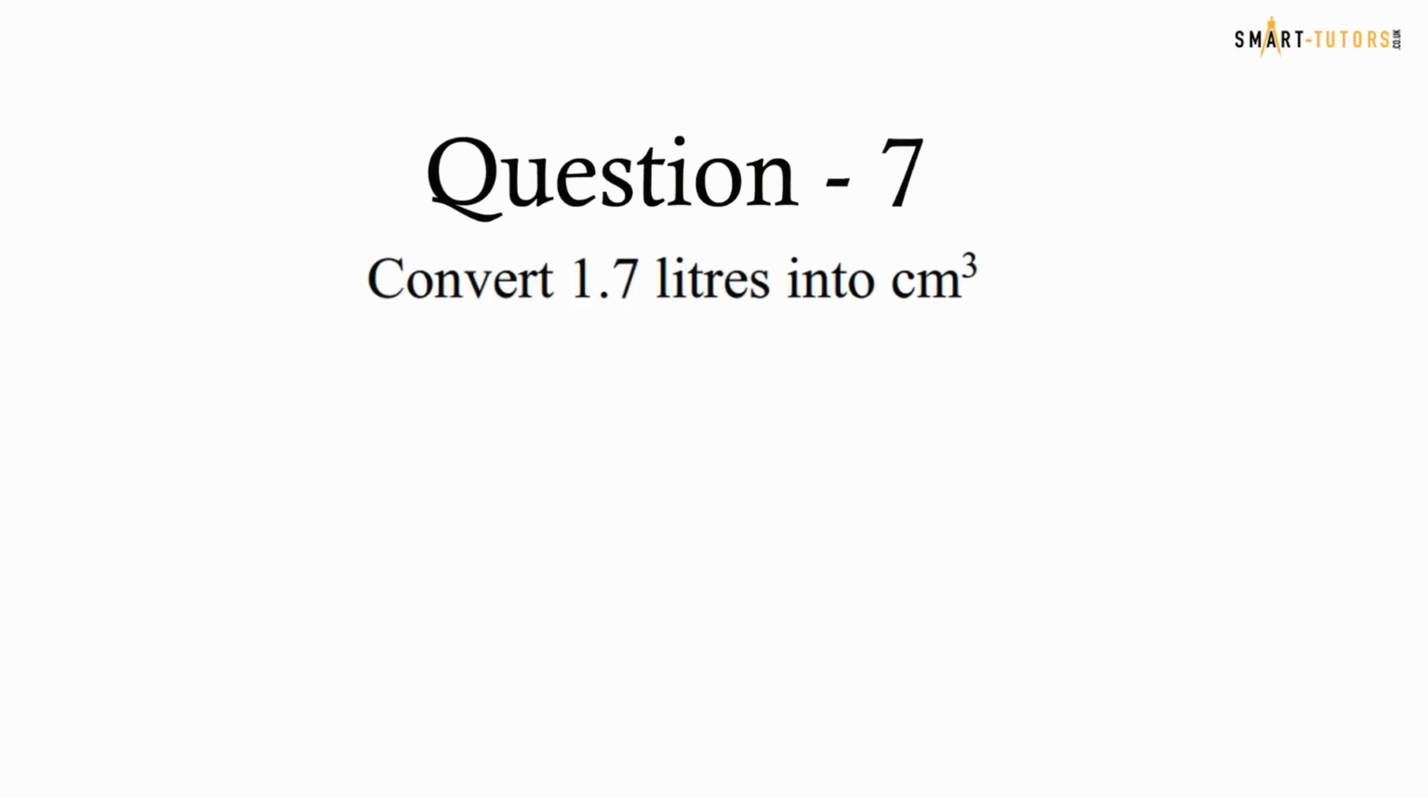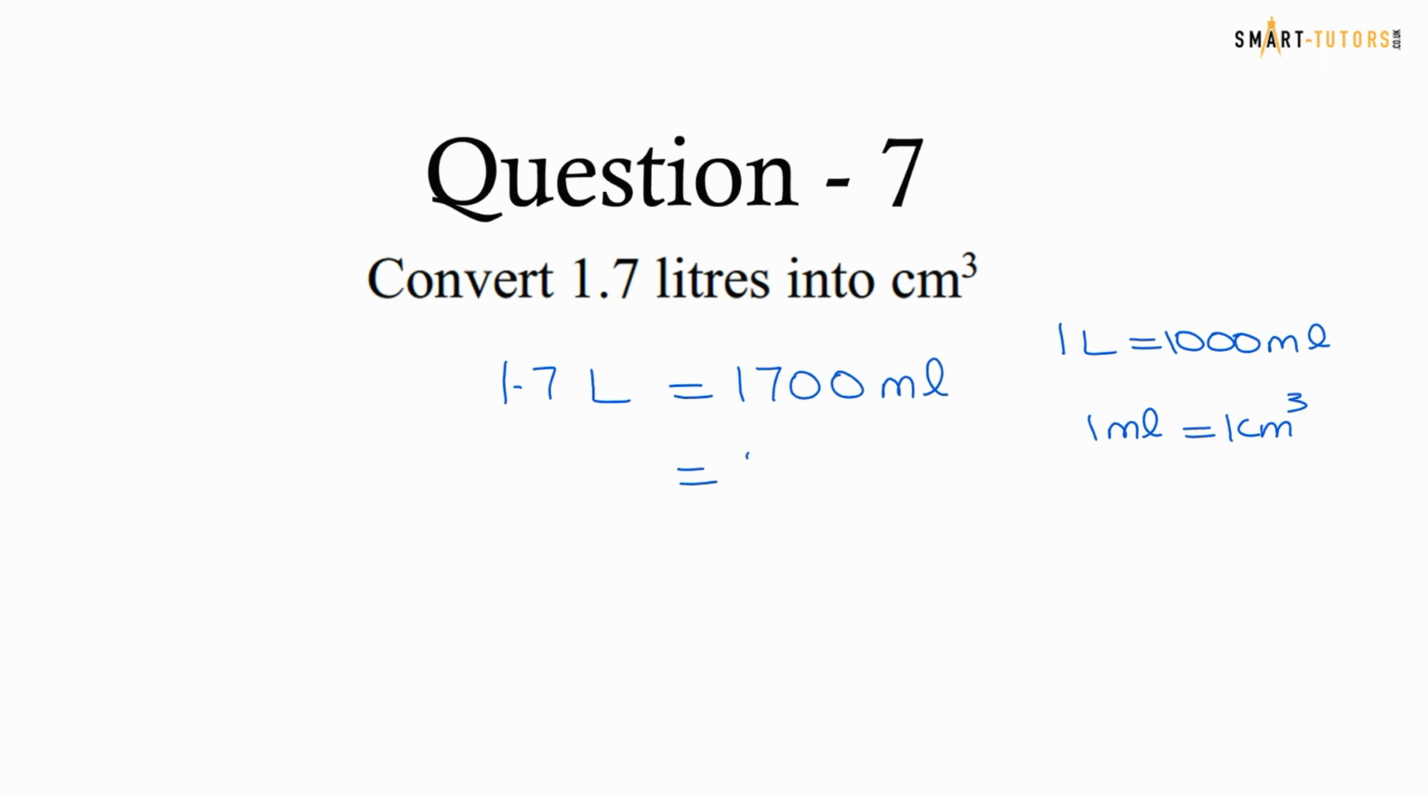Question number 7. Convert 1.7 liters into centimeter cube. So if you convert 1 liter equal 1000 milliliter. So 1.7 liter is 1700 milliliter. 1 milliliter equal 1 centimeter cube, right? 1700 centimeter cube. That is the answer for question number 7.